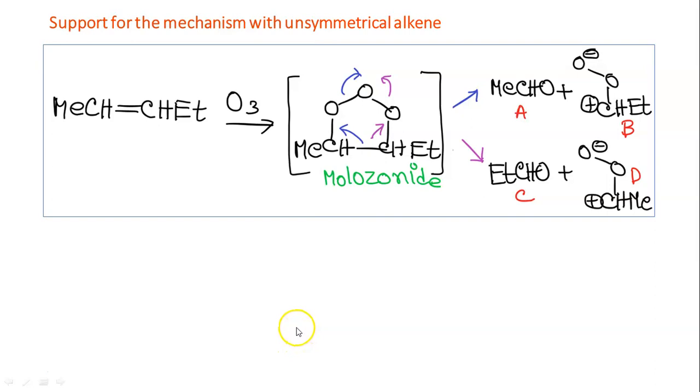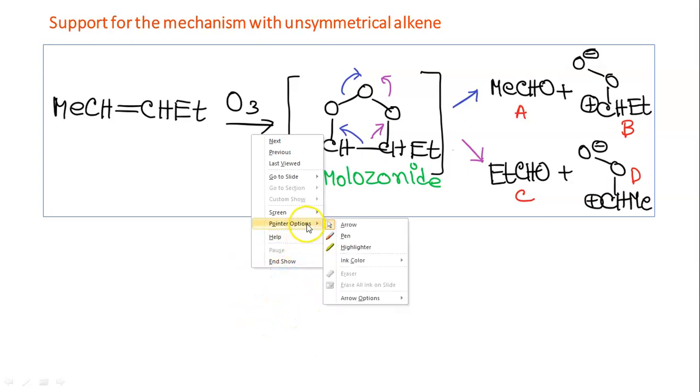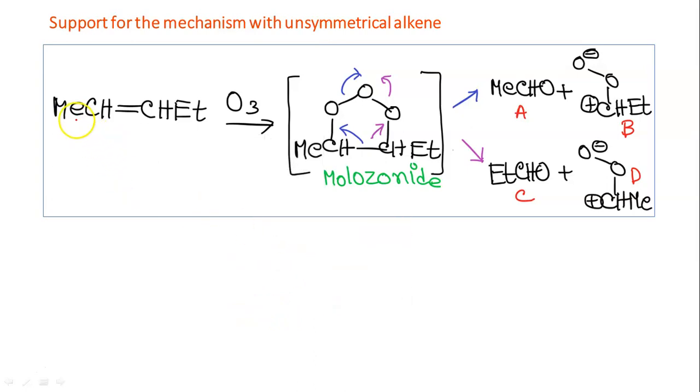Now, what is the support for this type of mechanism? That first there is formation of Zwitter ion and carbonyl compound, and then there is formation of ozonide. How can we prove that? So here we have taken an unsymmetrical alkene. This side we have methyl, this side we have ethyl.